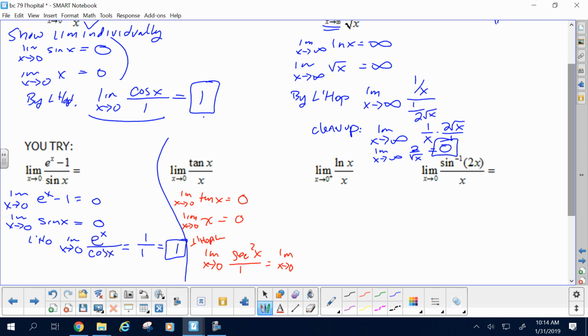I don't know if you did secant or replaced it with 1 over cosine. But it is a L'Hopital case. The derivative on the top is secant squared. The derivative in the denominator is 1. That's 1 over cosine squared, which is 1. How'd you do? Okay, try now.